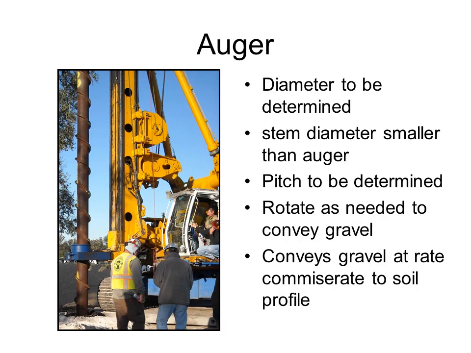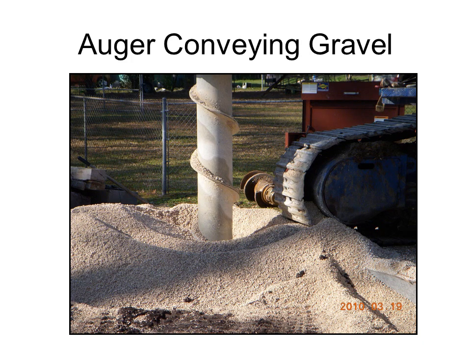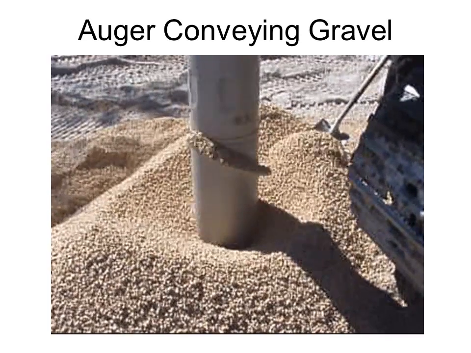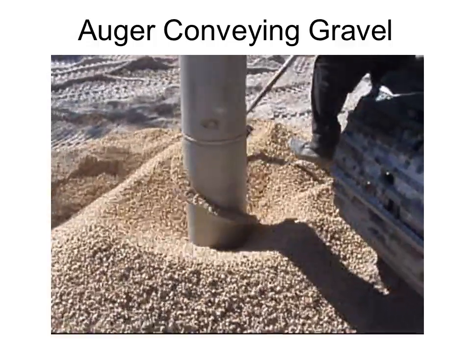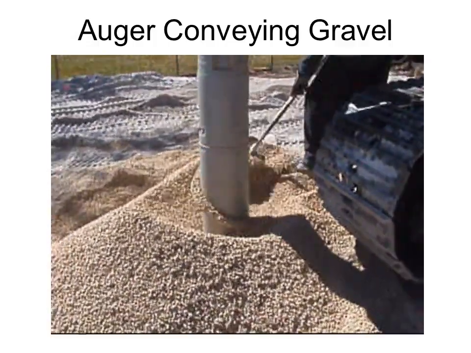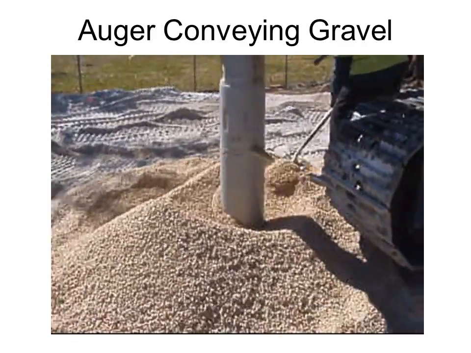Equipment parameters such as the diameter of the auger, the stem, the pitch of the auger, and the rotation rate are all selected based on the subsurface profile to convey the fill material at a rate commensurate to the soil profile. The fill material is stockpiled around the auger as the auger rotates, transporting the fill down into the subsurface profile. The fill material is manually conveyed onto the auger flighting to help facilitate transport into the subsurface profile.